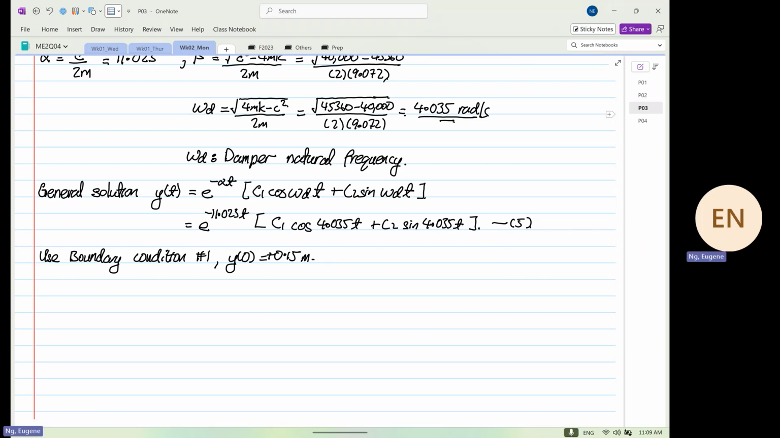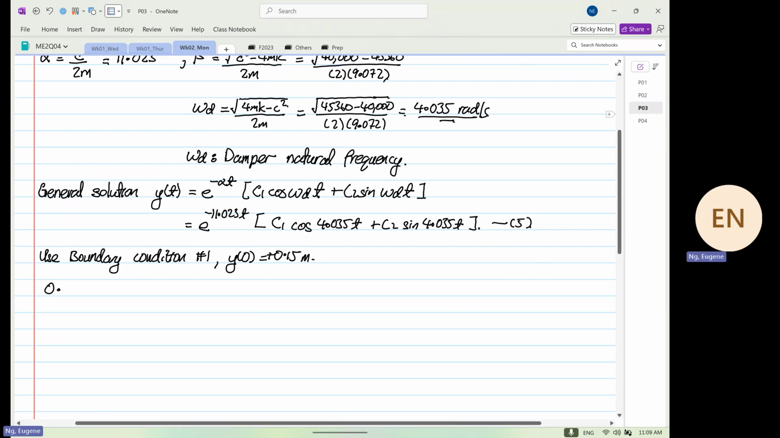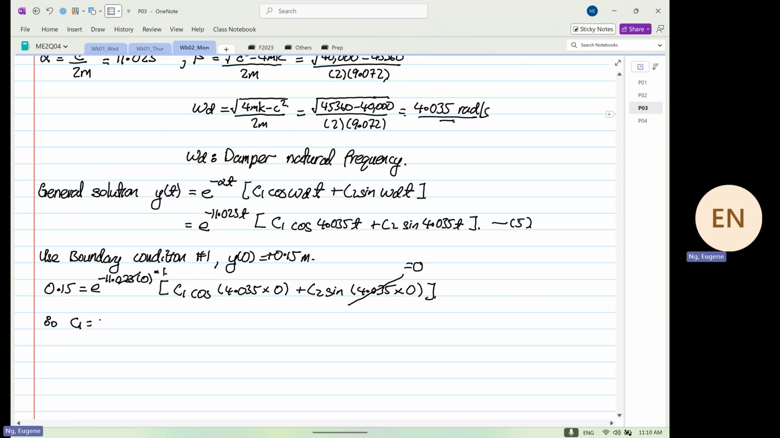So by looking at that, when time is equal to 0, I will not skip the step. I will show you briefly how it looks. So e^(-11.023 × 0). Now time is equal to 0. C1 cos(4.035 multiplied by 0) plus C2 sin(4.035 multiplied by 0). So you know this sine of 0 is equal to what? 0. This cosine is equal to what? 1. So therefore, C1 is equal to what? 0.15.